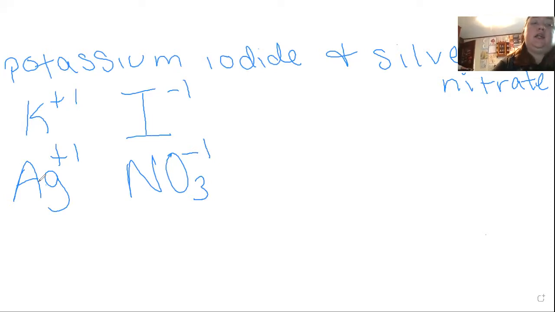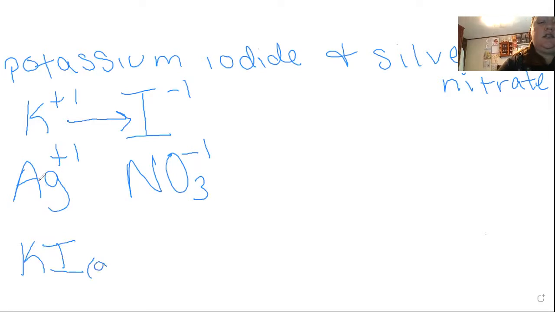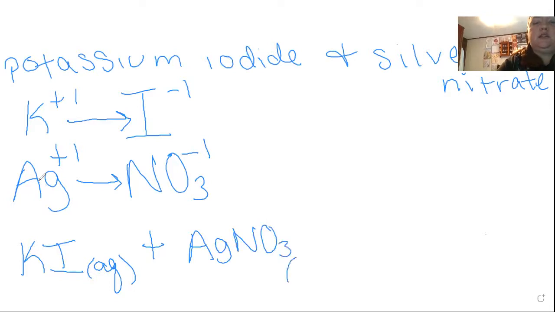So using this hack, what you do is go across for the reactants. So K +1 and I -1 is KI. And I said solutions of, so potassium iodide is aqueous, plus go across for the reactants, silver +1 and the nitrate -1, that is AgNO3. I said solutions of, so that's aqueous.